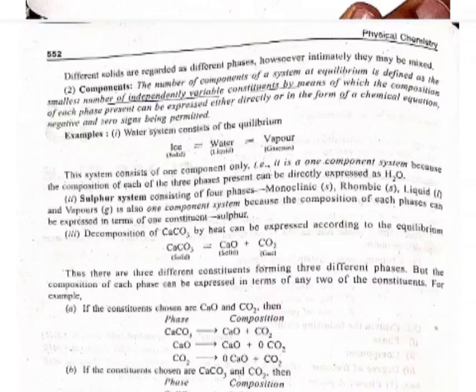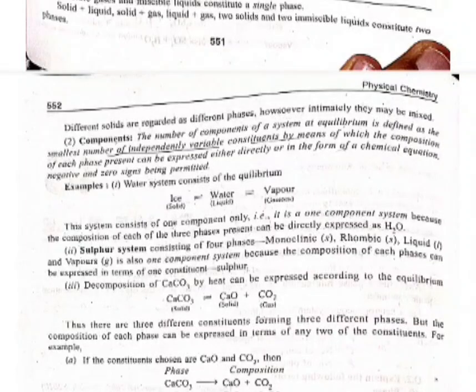The number of components of a system at equilibrium is defined as the smallest number of independently variable constituents by means of which the composition of each phase present can be expressed, either directly or in the form of a chemical equation. Example: the water system consists of the equilibrium ice, water, vapor. This system consists of one component only, because the composition of each of the three phases present can be directly expressed as H2O.